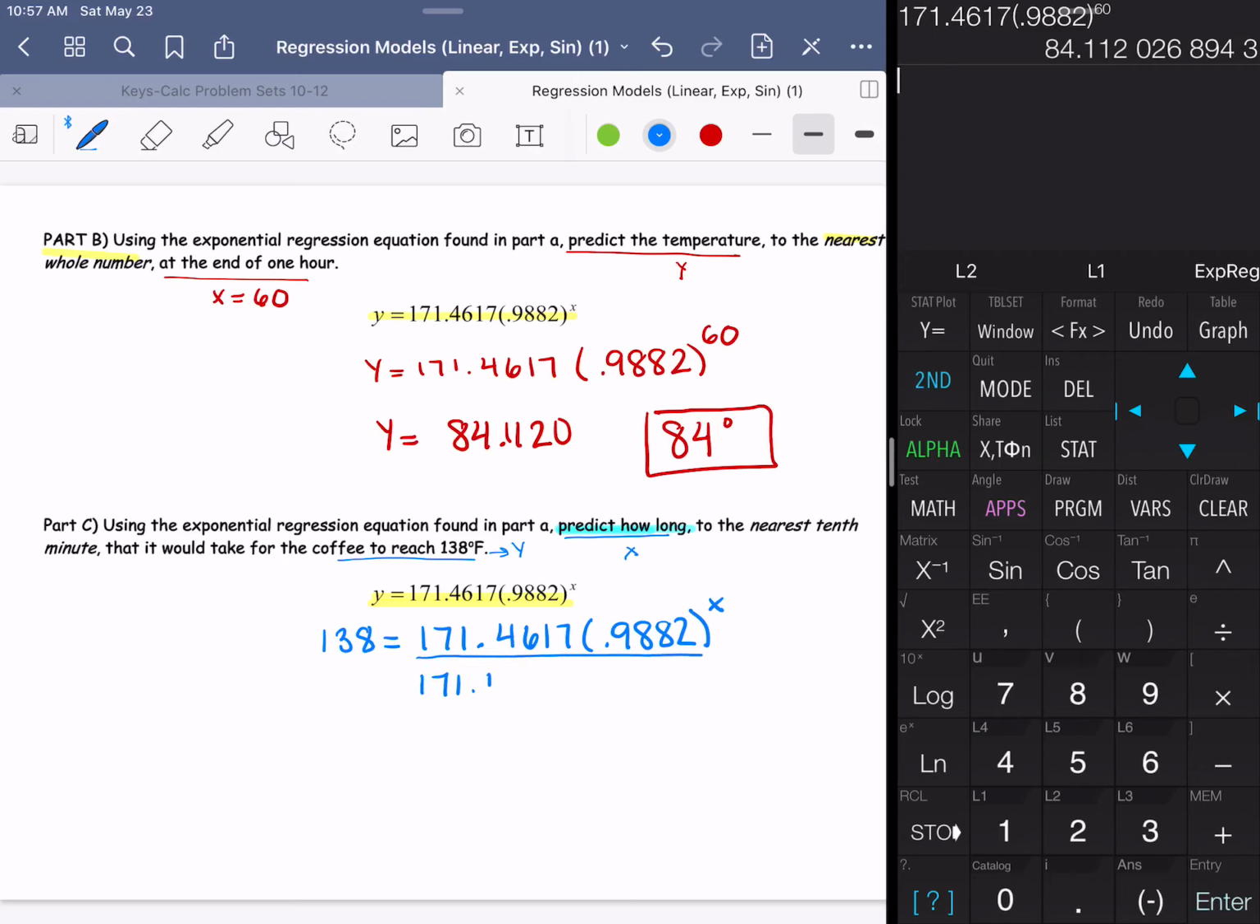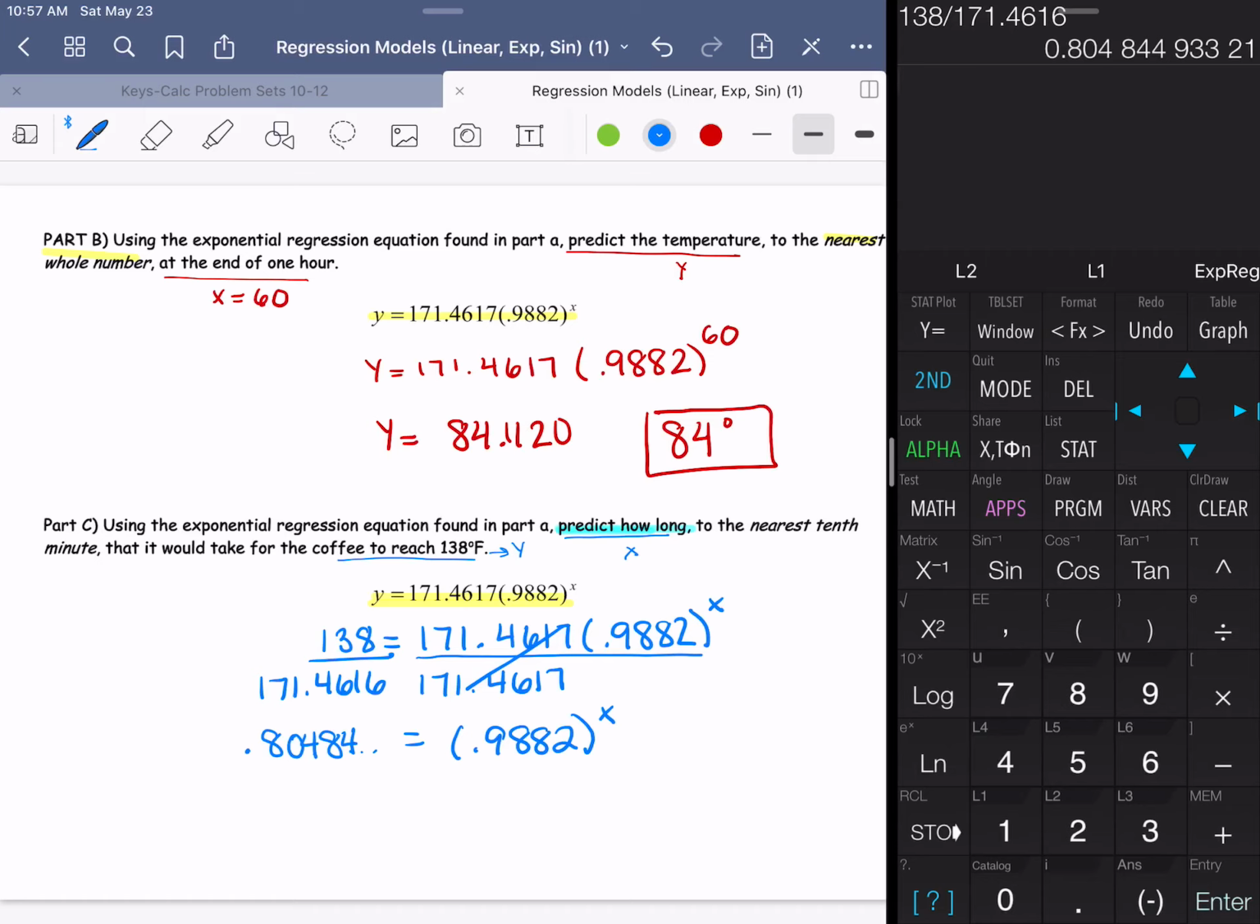So what we're going to do is divide it out. 171.4617 on this side, and it will be 0.9882 to the x power on the other side. I'm going to type this in: 138 divided by 171.4616. And I get approximately 0.80484. I don't have to write them all, but those would be the values.